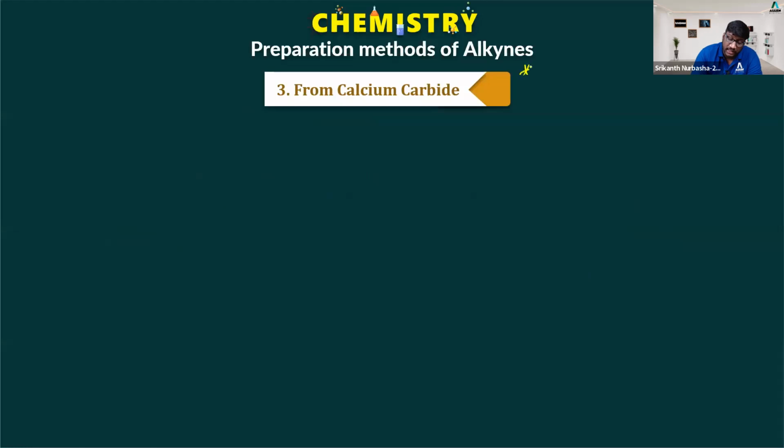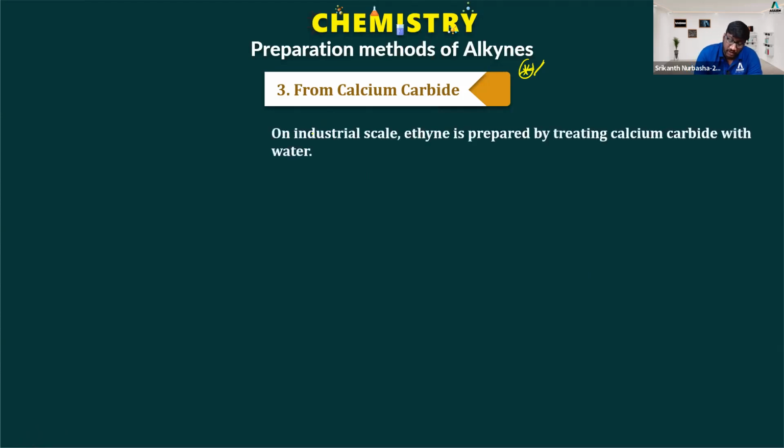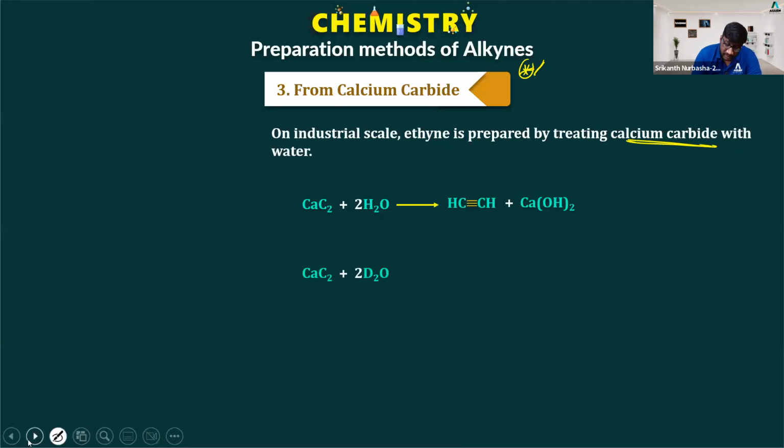From calcium carbide, as I have told you, what type of reaction? It is a commercial method actually. Calcium carbide CaC2 will react with water to form C2H2, that is acetylene, and Ca(OH)2 is obtained. On industrial scale, ethyne is prepared by treating calcium carbide with water. CaC2 plus H2O will form HC triple bond CH plus Ca(OH)2.